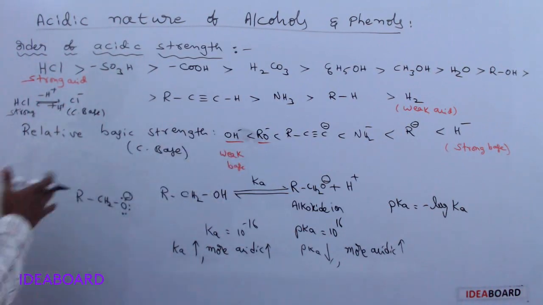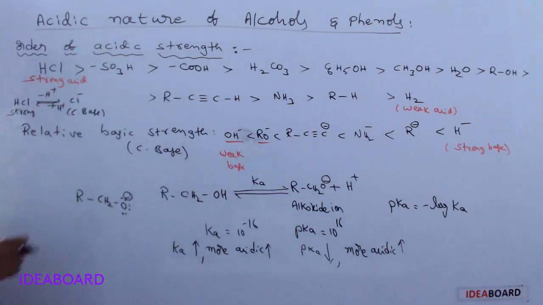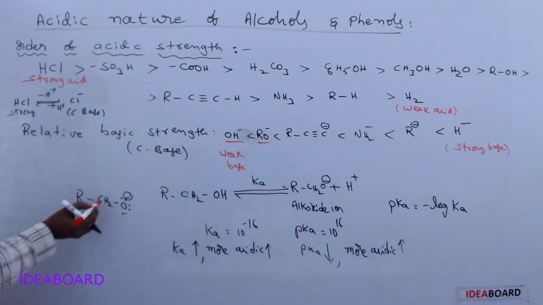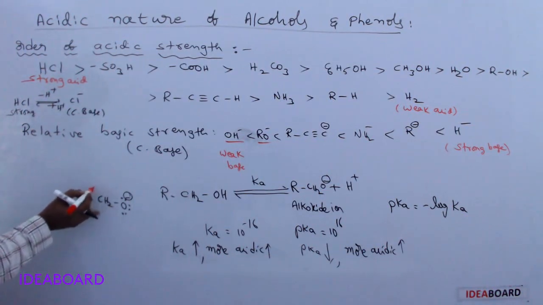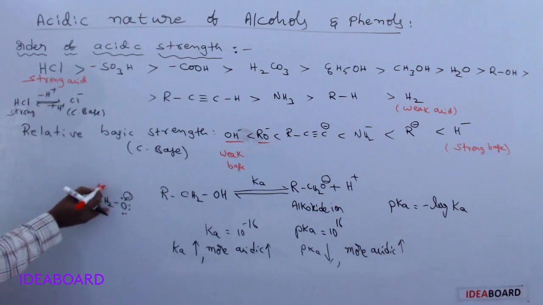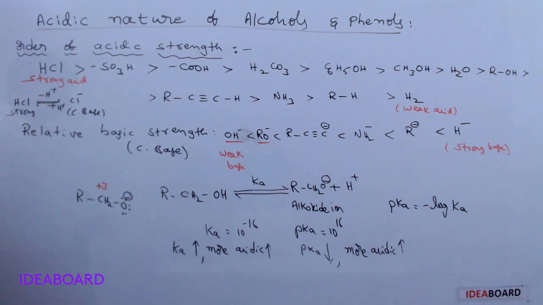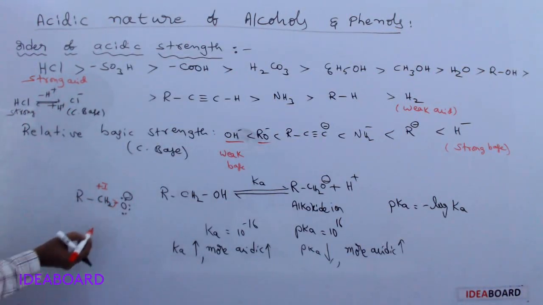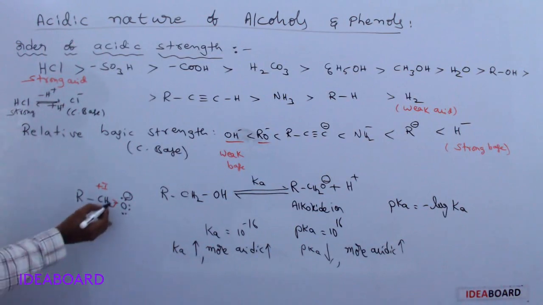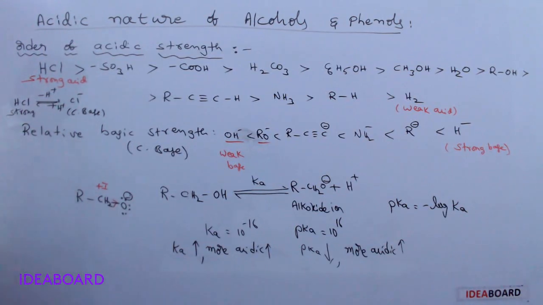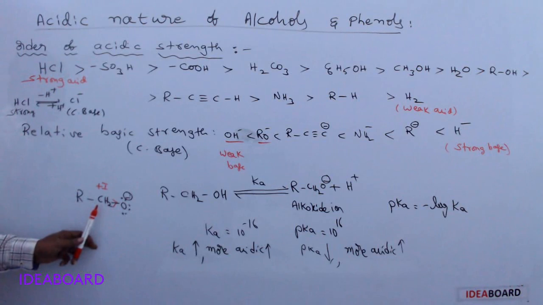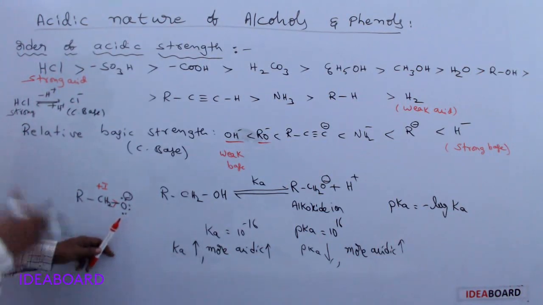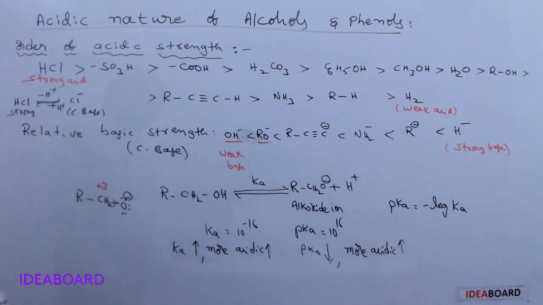When this stability increases, what is the group present adjacently? Here this is CH2R. CH2R group is called a plus I group. What can plus I groups do? Generally plus I groups donate electrons. They donate the electrons to the oxygen because oxygen is more electronegative. So this is donating the electron, and what happens? The electron density on the oxygen atom increases.